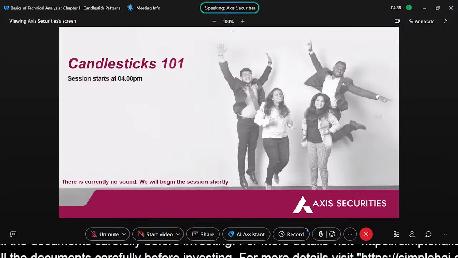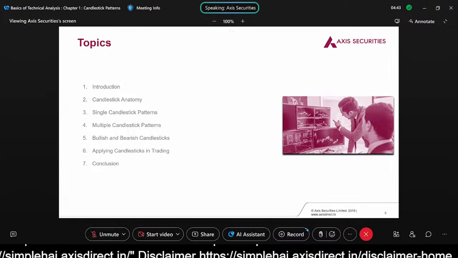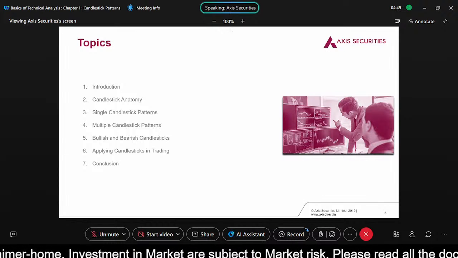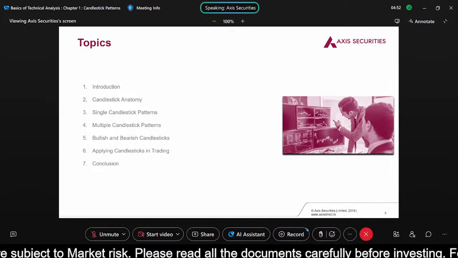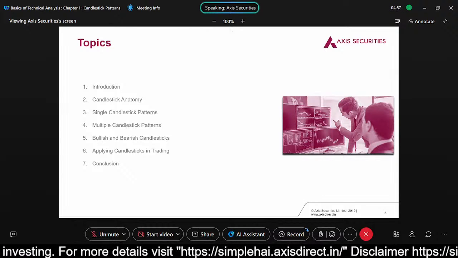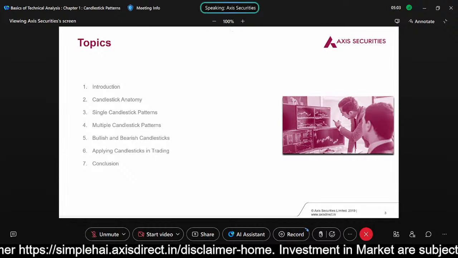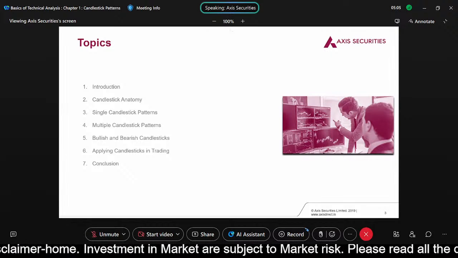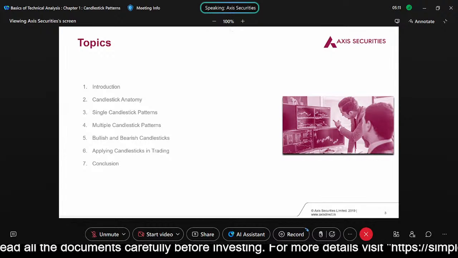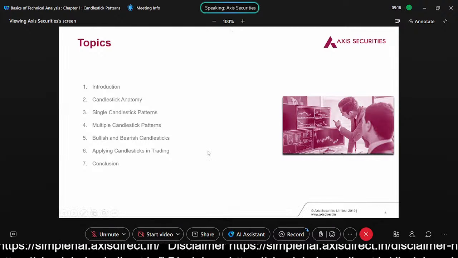So with that out of the way, I'll quickly run you through the topics that we'll be covering today. First off, we'll start with the introduction. We'll introduce you to the candles and the anatomy of a candle. Then there are single candlestick patterns and multiple candlestick patterns. Bullish and bearish candlestick patterns will be a part of parts 3 and 4. Then we will look at a few charts wherein we will try to practically apply what we have learned till now, and then a quick recap of what we have learned.